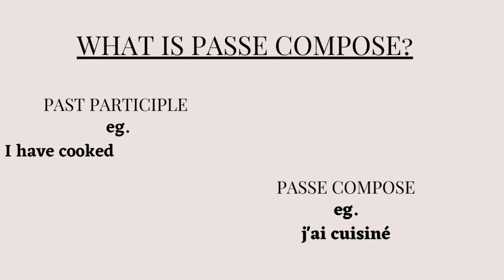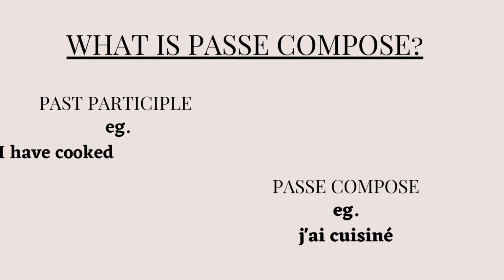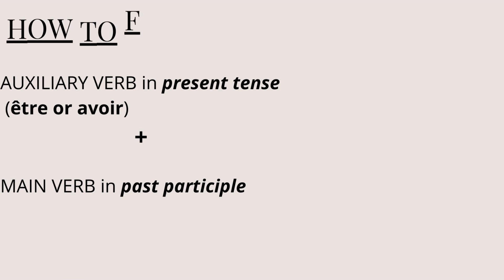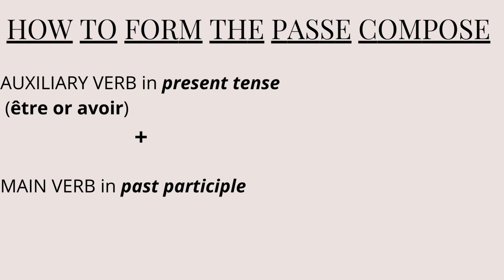So, passé composé, what exactly is the passé composé? You know where in English we have the past participle, saying, I have cooked, right? Have is your auxiliary verb or your helping verb, it's helping the main verb cooked. So in passé composé, you have être or avoir, which is to be or to have. These are the auxiliary verbs used in passé composé.